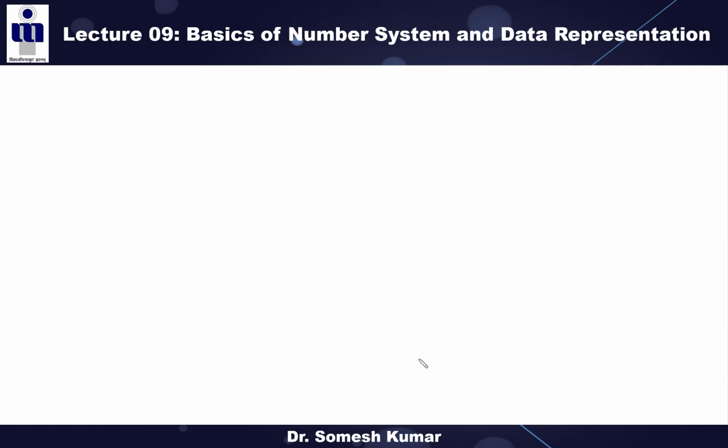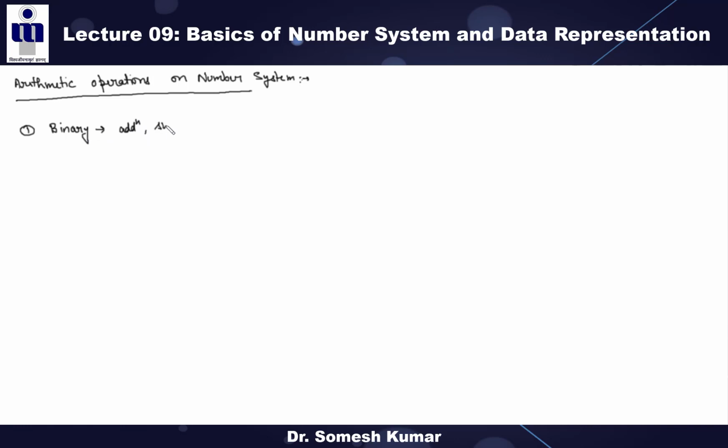Now, the next thing is arithmetic operations. For binary, you can do addition, subtraction, multiplication, right? The circuit used to add binary digits is called the adder. The circuit used to subtract two digits is called the subtractor, and the circuit used to multiply two binary digits or more than two binary digits is called the multiplier, right?